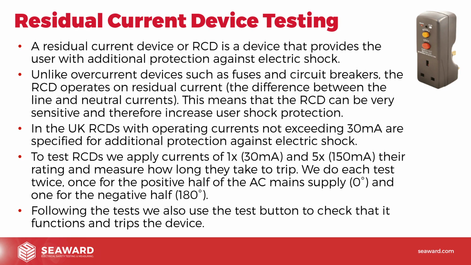To test RCDs, we apply currents of 1 times and 5 times their rating. So obviously 1 times the rating of a 30 milliamp RCD is 30 milliamps, and 5 times the rating is 150 milliamps.